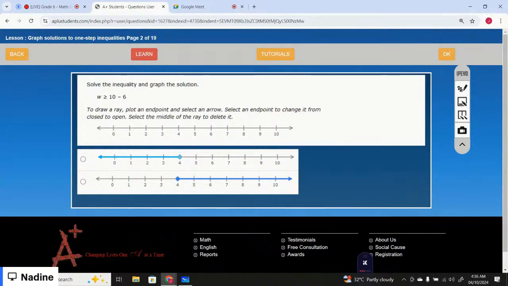Solve the inequality and graph the solution. W is greater than or equal to 10 minus 6. Isn't it the one we just did? W is greater than or equal to 4. So the correct option is option number 2.